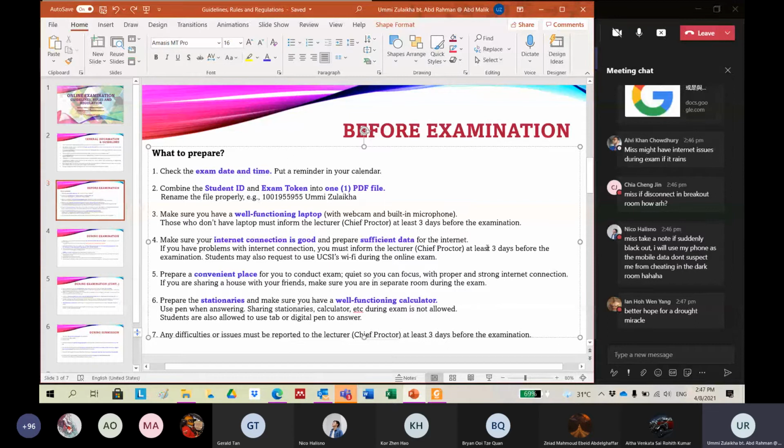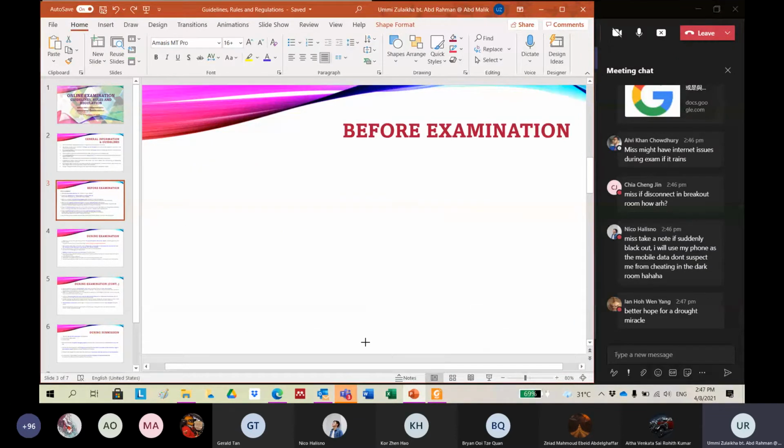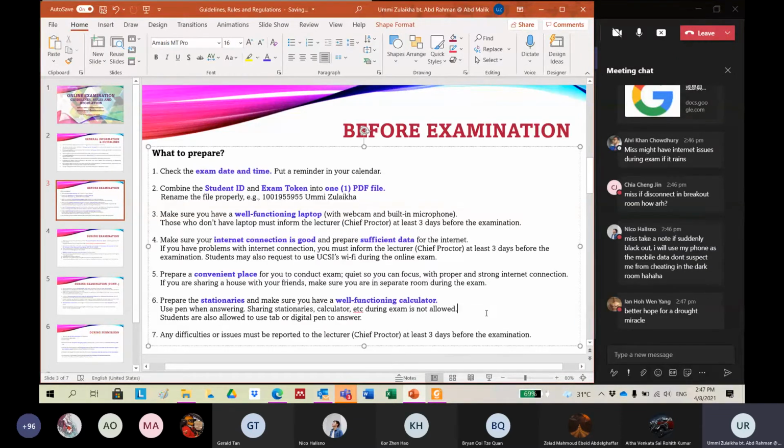So as mentioned earlier, you are allowed to use tab, okay, for you to answer, or digital pen whatsoever. Any difficulties or issues that you have must be reported to the lecturer. Let me know any issues. For example, you have some news from Sri Lanka, I got this issue before, that on that exam day they will cut off electricity or whatsoever, right? Inform me, and there will definitely be news for that. Inform me, so that I will get advice from the HOD on what actions need to be taken. Okay? This is before exam.